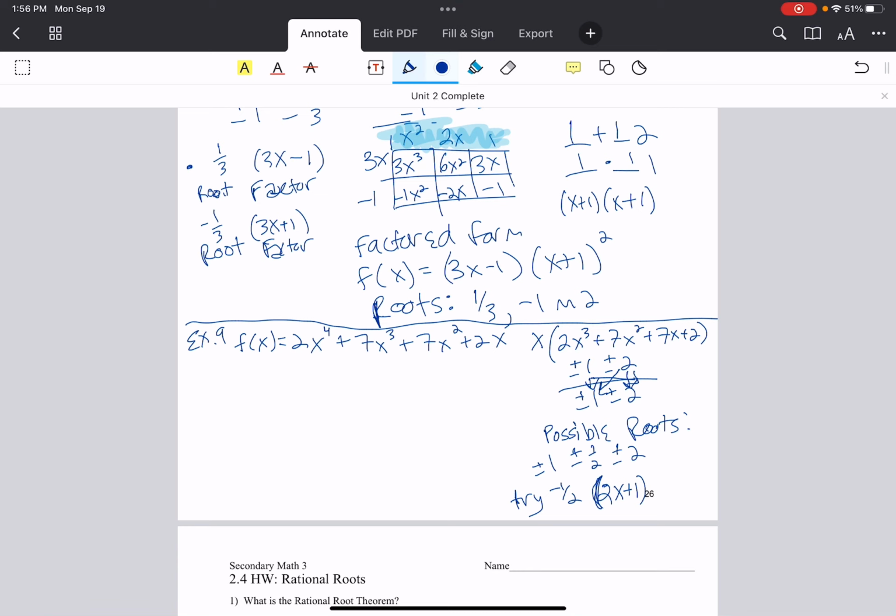Oh, do I divide into the original or the one after I've taken out my GCF? After, because once I divide something out, I start splitting the smaller thing down, right? Okay, so we're gonna divide into the cubic. So 2x plus 1.